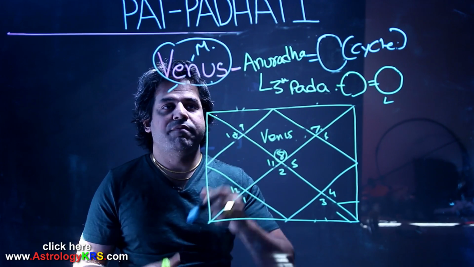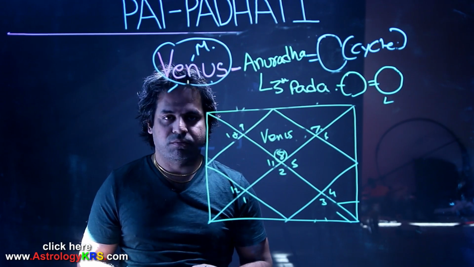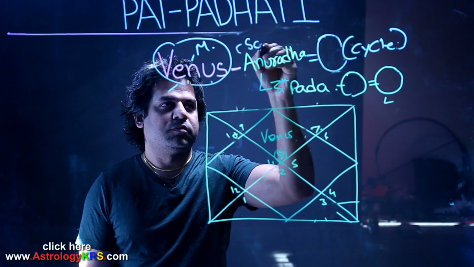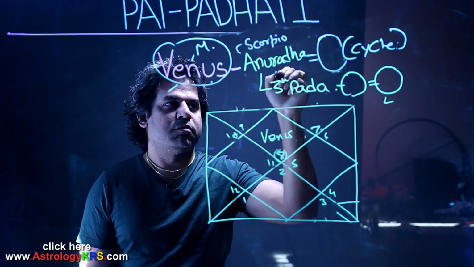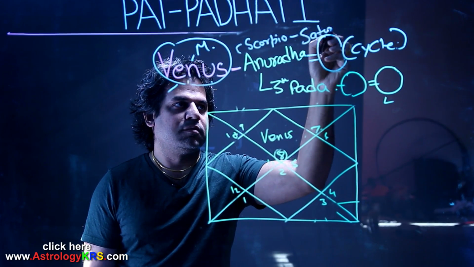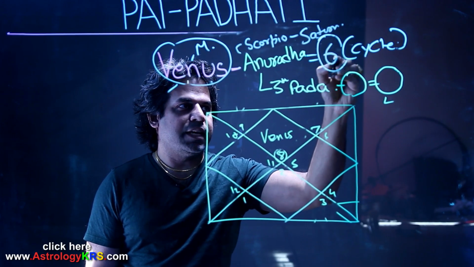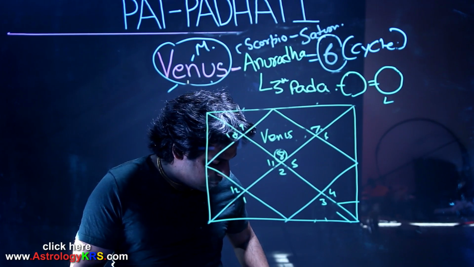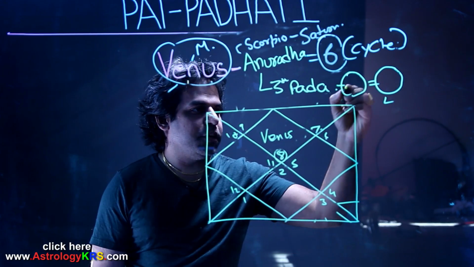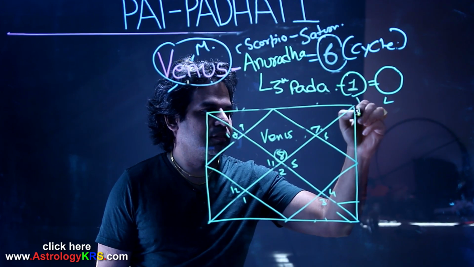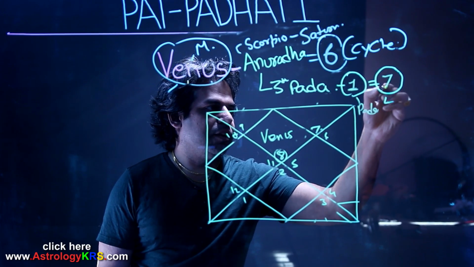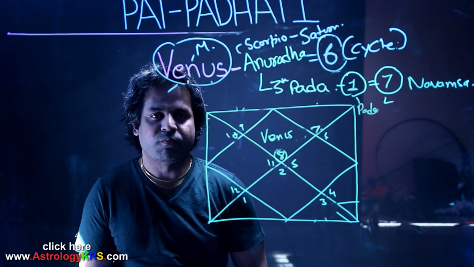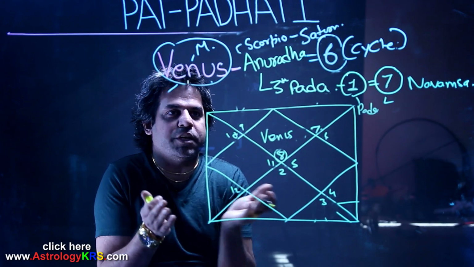So this person had a Venus in the nakshatra of Anuradha. Okay. And Anuradha is a nakshatra that happens in the sign of Scorpio, and it's ruled by Saturn. And remember, it's the 6th cycle in the nakshatra cycle. And also, it was the first cycle of the Padha, and it was in the sign of Libra in Navamsha. So what would you say to this person?